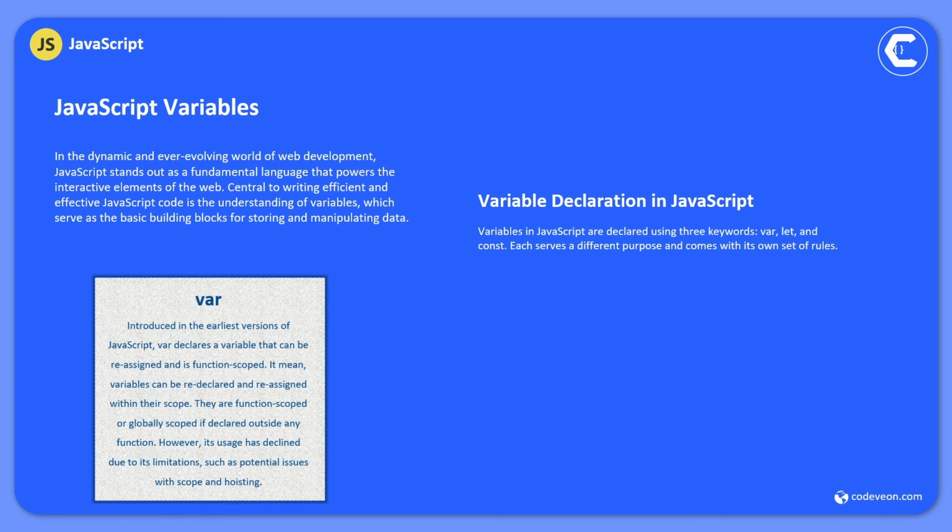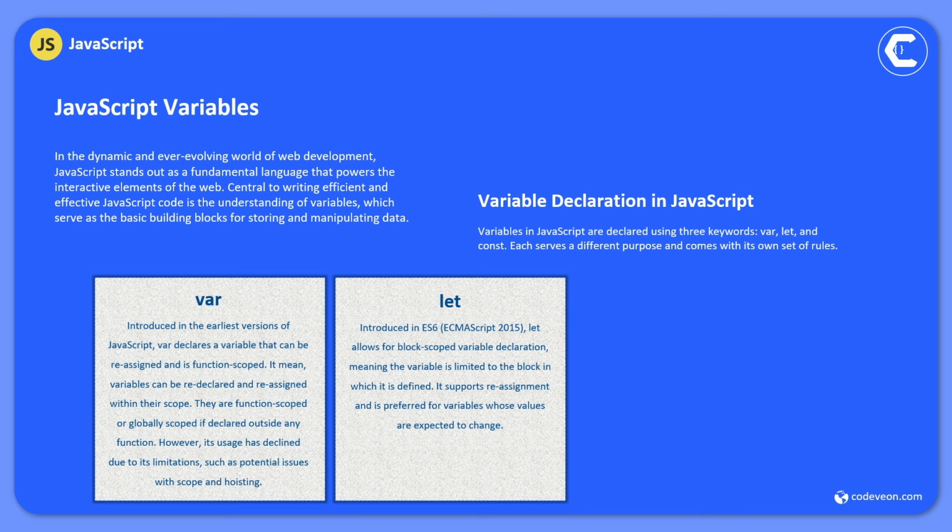Var. Introduced in the earliest versions of JavaScript, var declares a variable that can be reassigned and is function scoped. It means variables can be redeclared and reassigned within their scope. They are function scoped or globally scoped if declared outside any function. However, its usage has declined due to its limitations, such as potential issues with scope and hoisting.